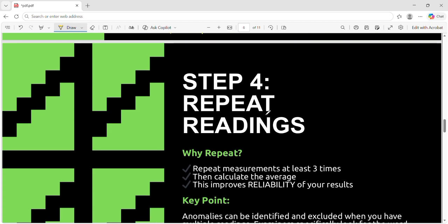So this is also really important. After you have stated your method, always say we're going to repeat at least 5 times. To be on the safe side, you can write 3, but to be safe, just write at least 5 times. At least 5 times.